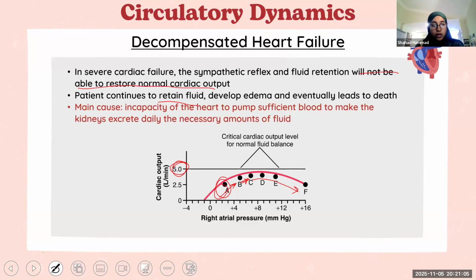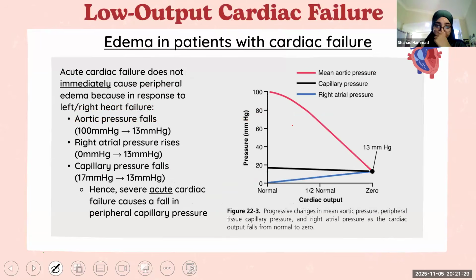So the main cause of decompensated heart failure is the incapacity of the heart to pump sufficient blood to make the kidneys excrete daily the necessary amount of fluids. So again, it's just kind of a vicious cycle of the heart not being able to work, the kidneys trying to help, but it not being enough. The kidneys continue to keep more fluid in the body, and this will continue to exacerbate or make the condition worse. Okay? Does this make sense? Any questions?